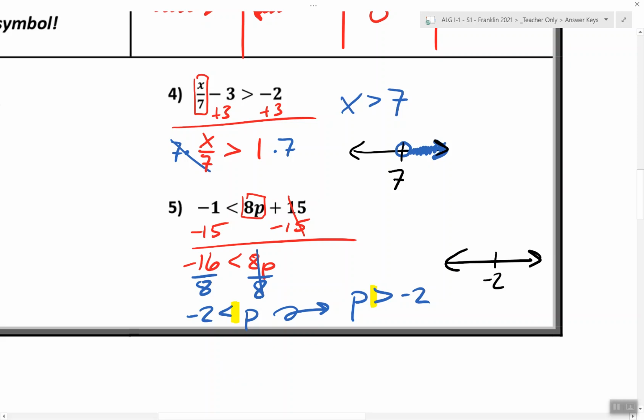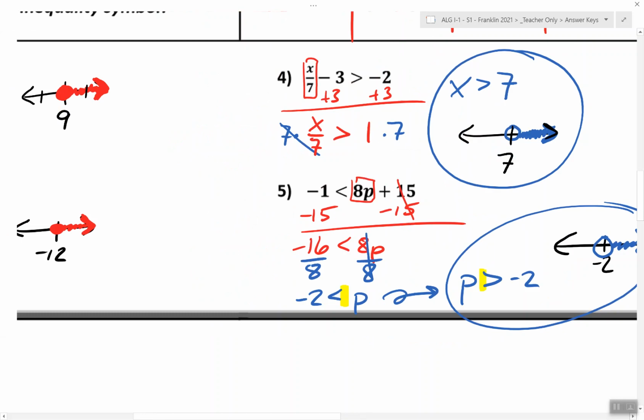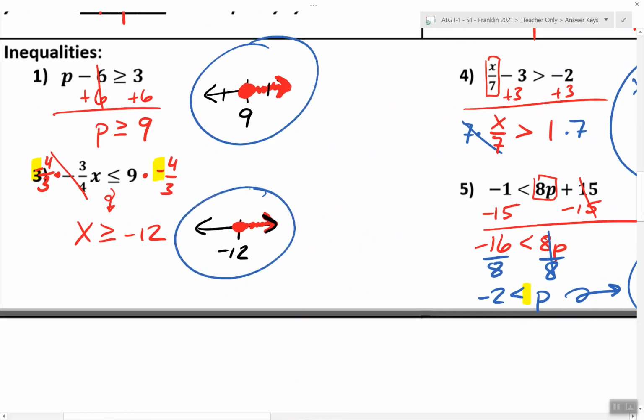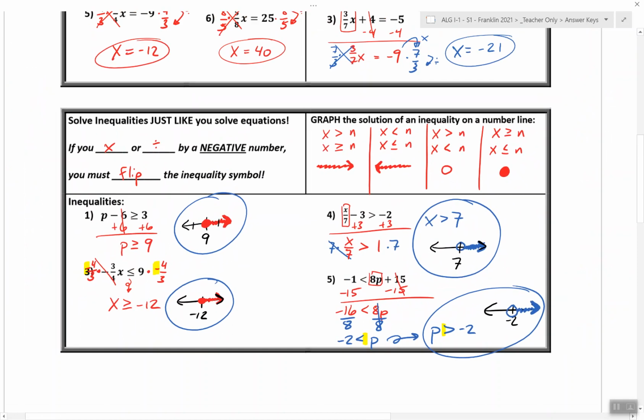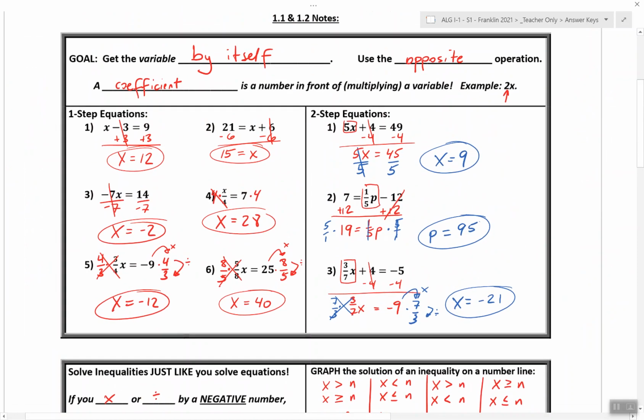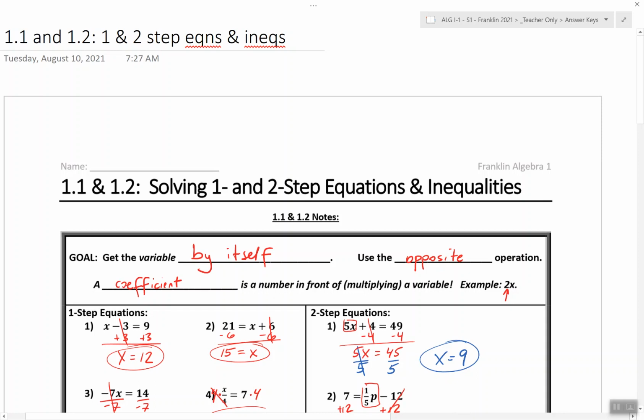Okay, so negative 2 in the middle. We're going to graph this with an open circle because it's just greater than. Open circle here, and we're shading again greater than, so shade to the right. And that is our graph. So here's our solution and the graph there, solution and the graph here. And there you have 1 and 2 step inequalities and 1 and 2 step equations. Feel free to review.